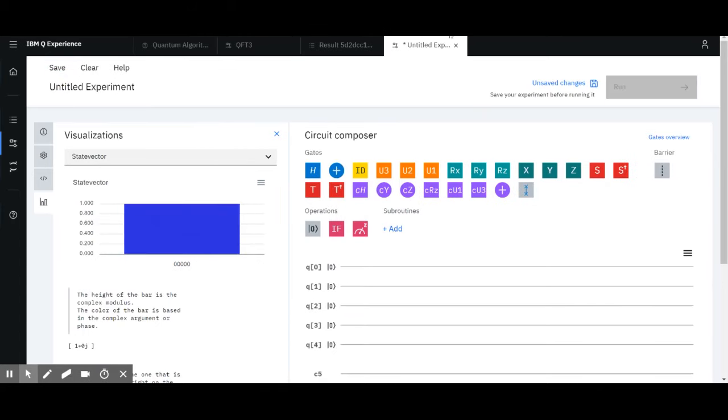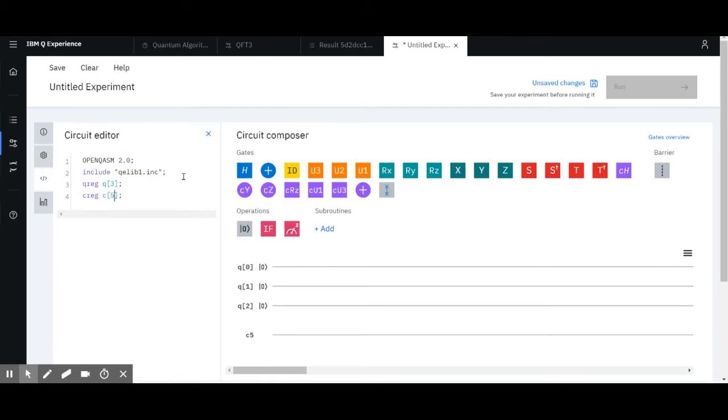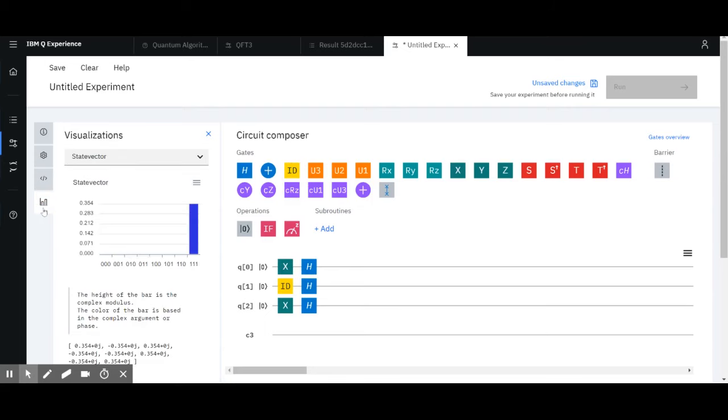Let me create a new one. Can I move that? No. So we've got three qubits, and you've got a bunch of rotations. Let's see what will happen if I do something like that. So now we've got this. What if I apply the QFT to this? What is the answer?